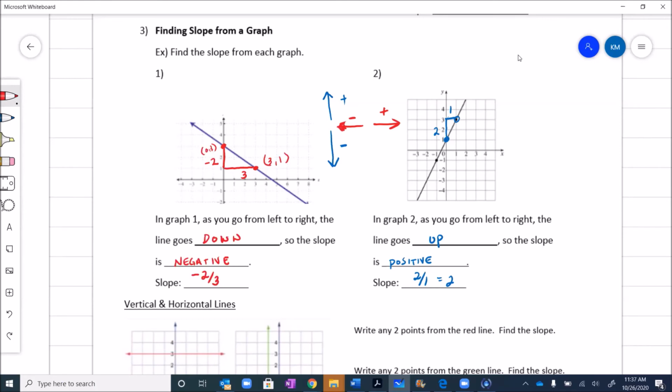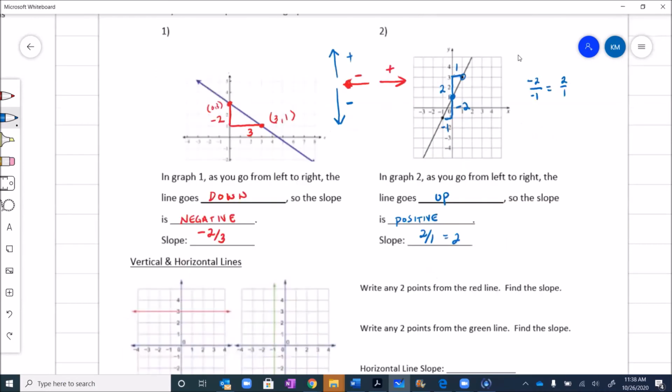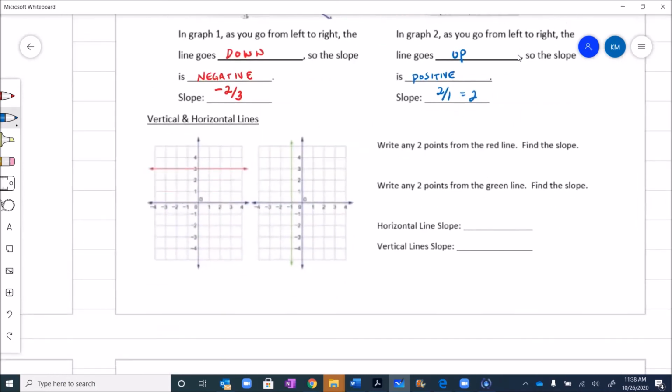Notice also in this graph that if we went from here to here, we could go down 2, and then to the left 1, and then we would have gotten negative 2 over negative 1, which simplifies again to a positive 2 over 1, because negative divided by negative is positive. So again, it doesn't matter which line or which points you choose. If you do it correctly, you will get the right answer.